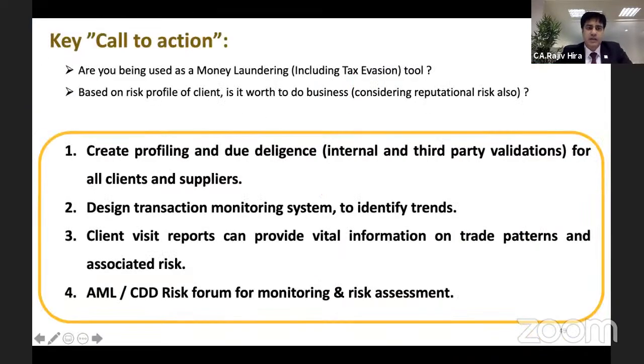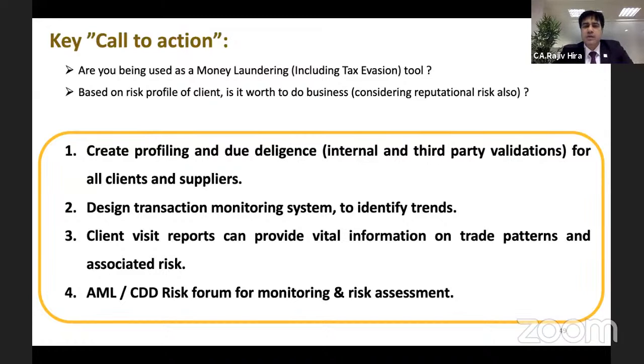Now, what is the call for action? One is to create profiling. Look at each client and classify into high risk, medium risk, low risk, or a rating of 1, 2, 3, 4, 5, whatever definition we look at. Design a transaction monitoring system to identify trends. Especially in real estate or the gold business, is there a trend we are finding that every time you get cash and money goes out by check, from a legitimate transaction perspective?